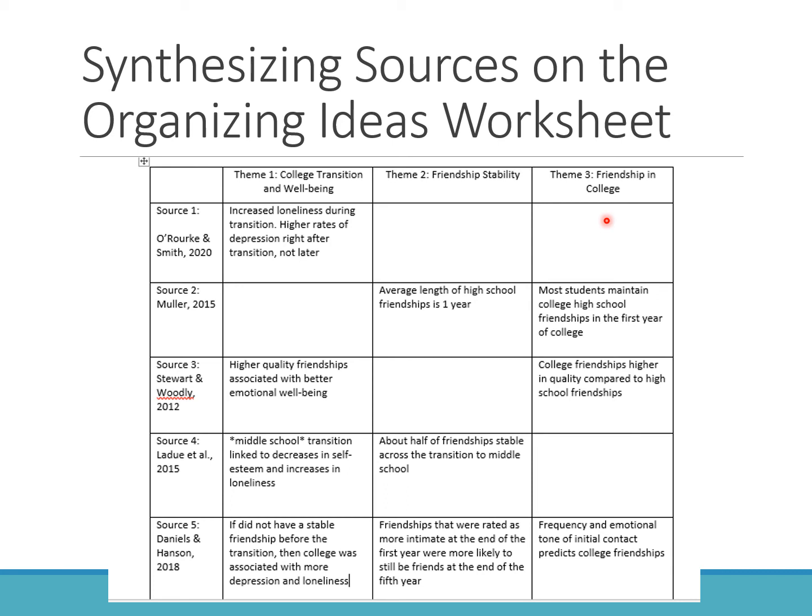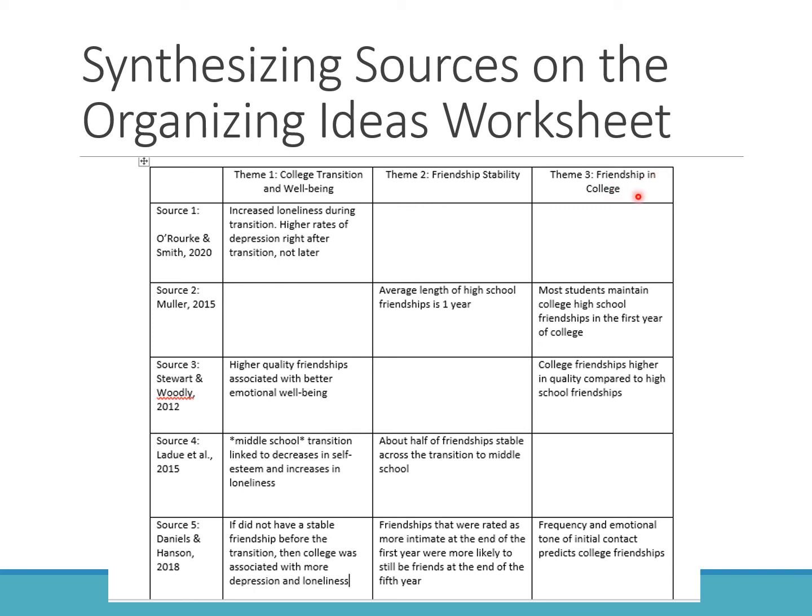I've got a fake example of, let's say I'm writing an article about friendship and the college transition and how that influences well-being. My first theme is about how the college transition influences well-being. Some of my articles have talked about that. My second theme is about friendship stability. Do people generally maintain the same friendships over time, or do they generally change? And then the third theme is friendships in college.